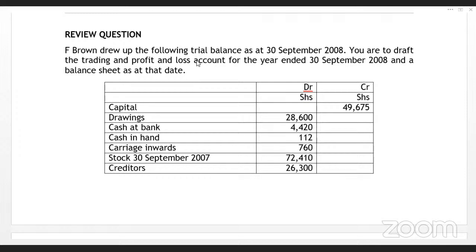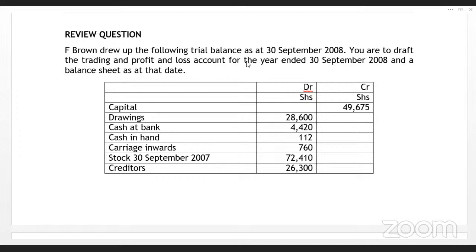So, will someone read the question for us? Who is going to read for us? Dasha, can you read for us the question? We go through it very fast. Review question 1.